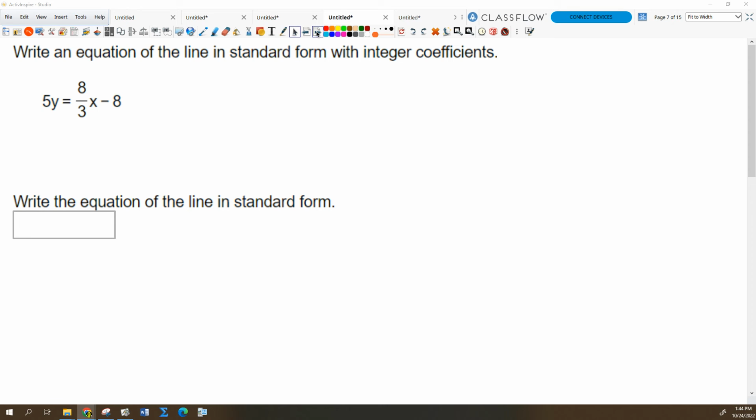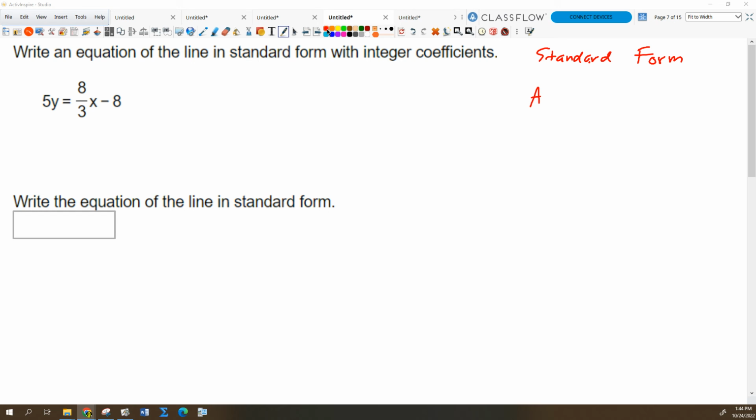So write an equation of the line in standard form with integer coefficients. So there's our starting place. We got to think ahead. What is standard form? Julia, do you remember real quick? Do you remember what standard form is? Say it one more time. Y equals mx plus b. That's slope-intercept form. Standard form was that first one we talked about.